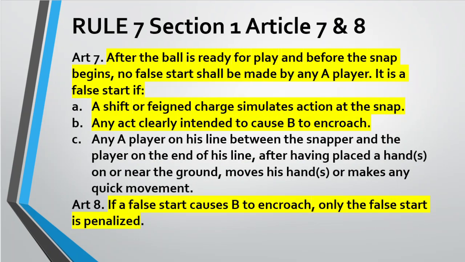The last rule we're going to look at is Rule 7, Section 1, Articles 7 and 8. Specifically, we're going to focus on Article 7 here, where it says after the ball is ready for play, before the snap begins, no false start shall be made by any A player. It defines a false start as: F, a shift or feigned charge that simulates action at the snap, or B, any act clearly intended to cause B to encroach. Article 8 states if a false start causes B to encroach, only the false start is penalized. So these are the rules that are most applicable to these two plays.